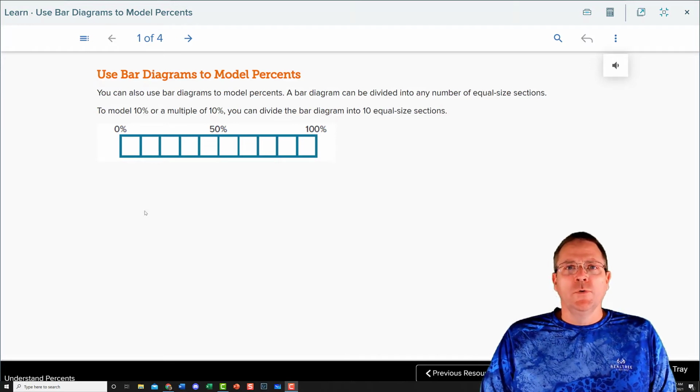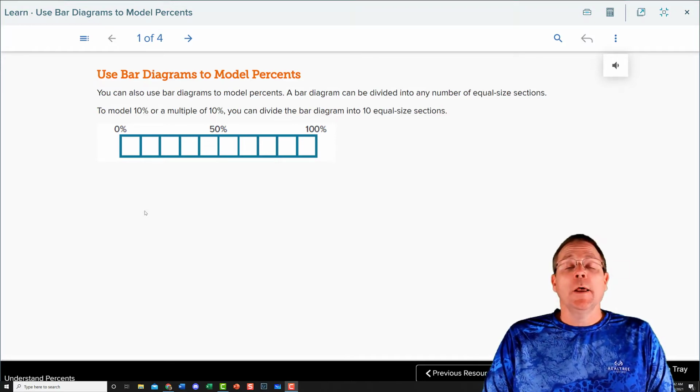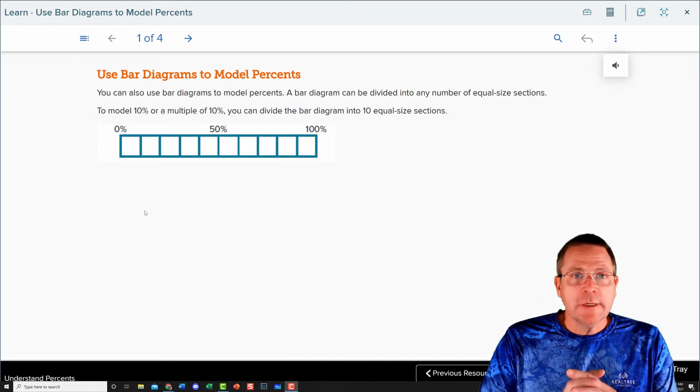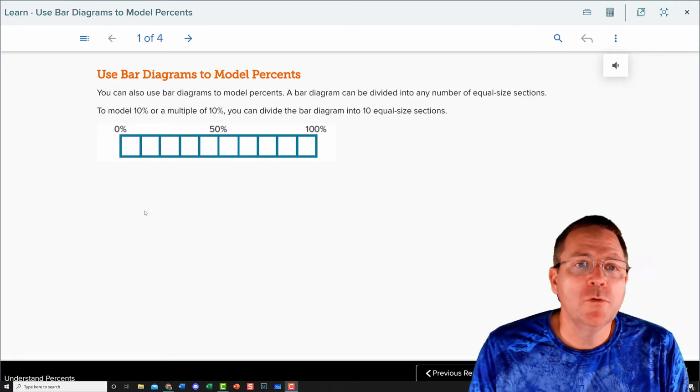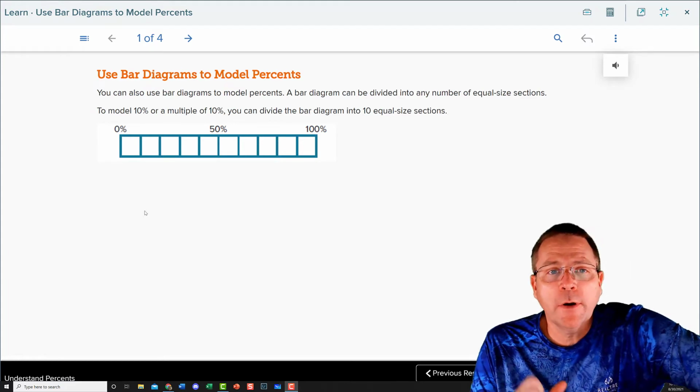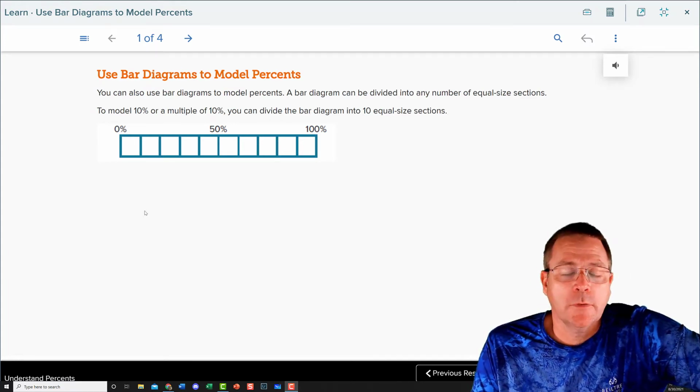Back to part 2 of chapter 2, section 1, Understand Percents. Now we're going to start off with slide 7 out of 11, so we're closing in on the finish line here. Use bar diagrams to model percents. You can also use bar diagrams to model percents, kind of like the heading just said.